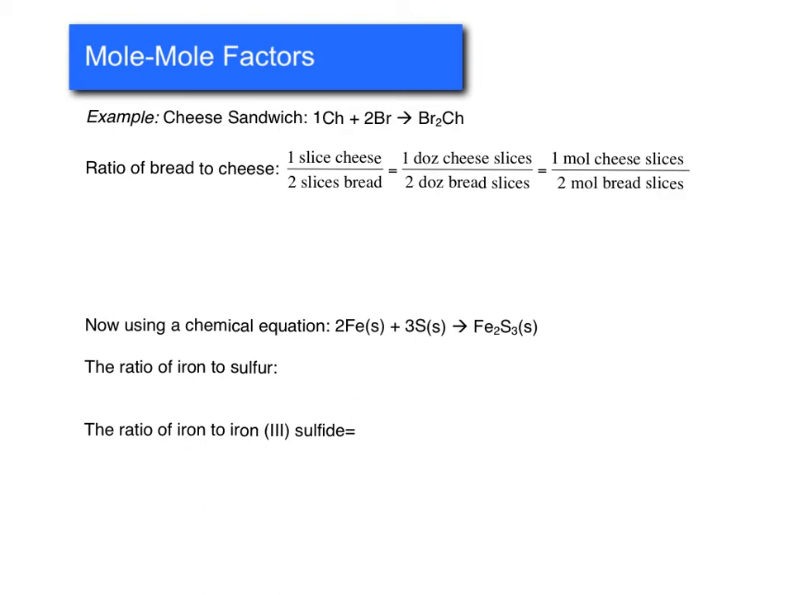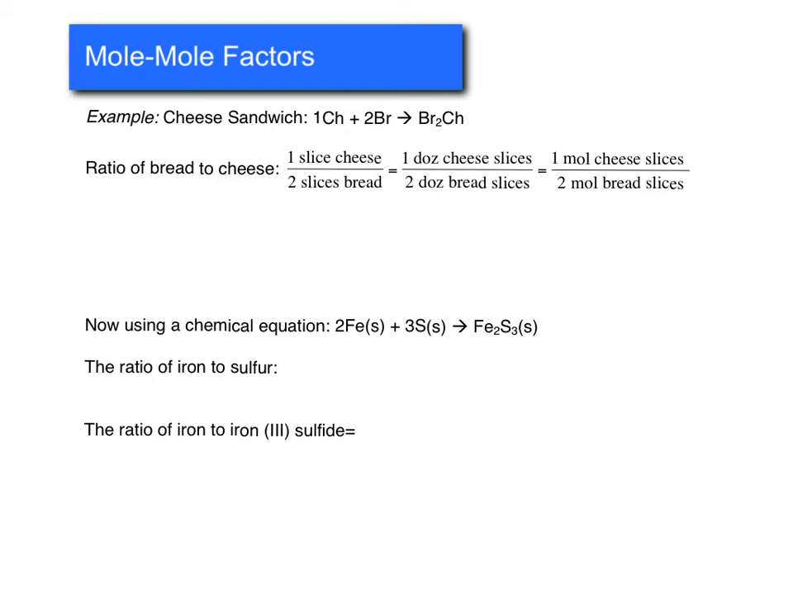So 1 slice of cheese is also equivalent to 1 sandwich. And for every sandwich you make, you need 2 slices of bread. All of those are mol-mol ratios. And it carries through that if 1 slice of cheese is 2 slices of bread, then 1 dozen slices of cheese would necessitate 2 dozen slices of bread, or 1 mole of cheese would necessitate 2 moles of bread.